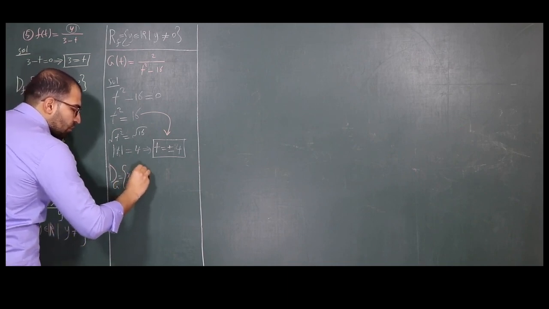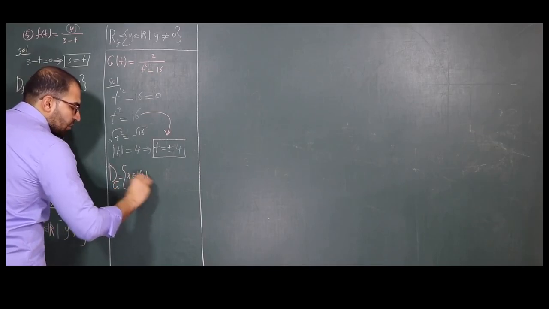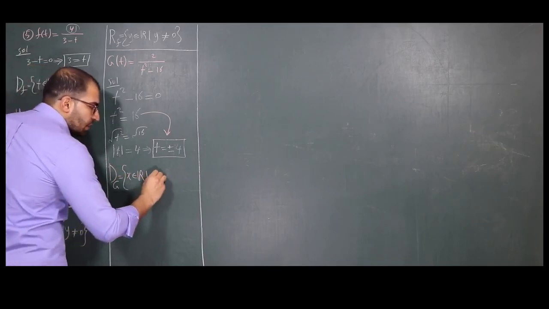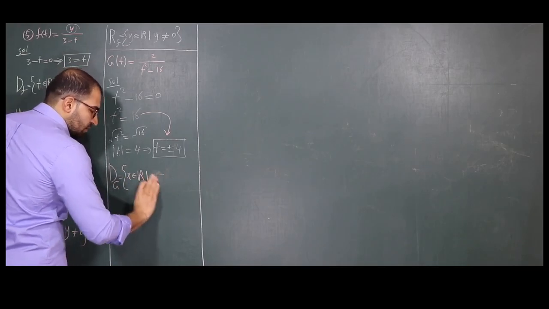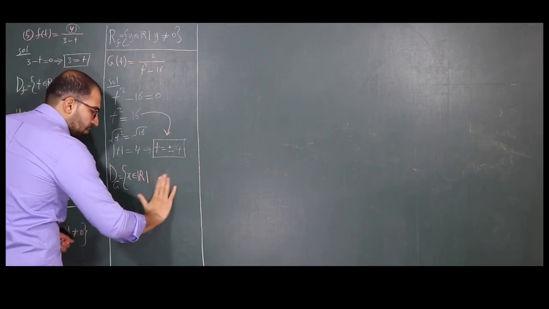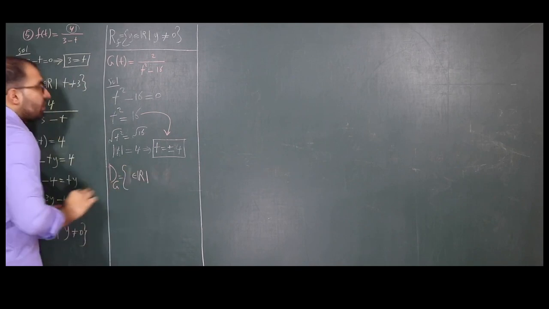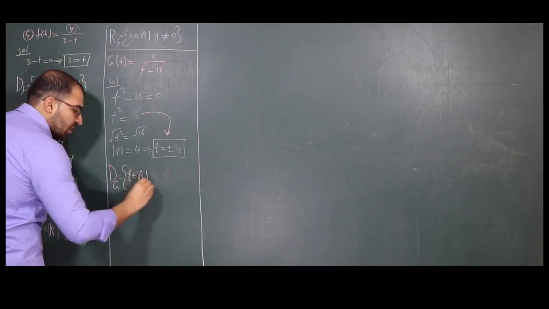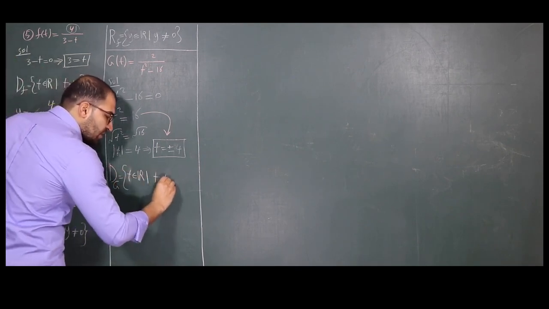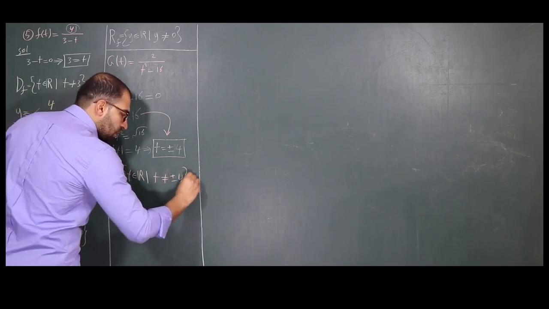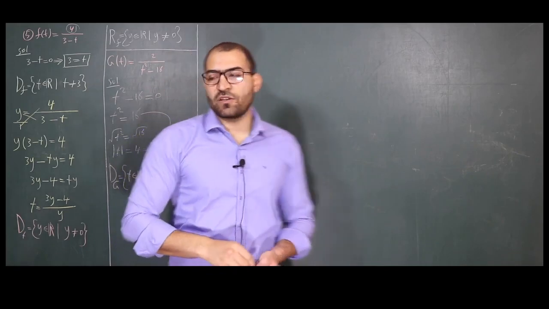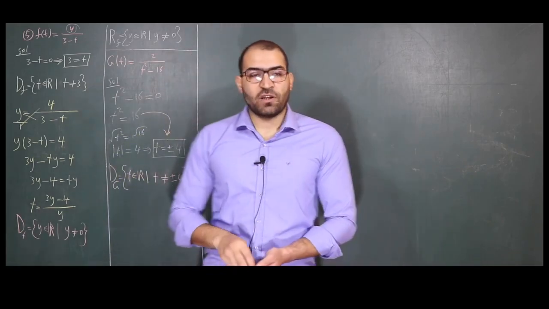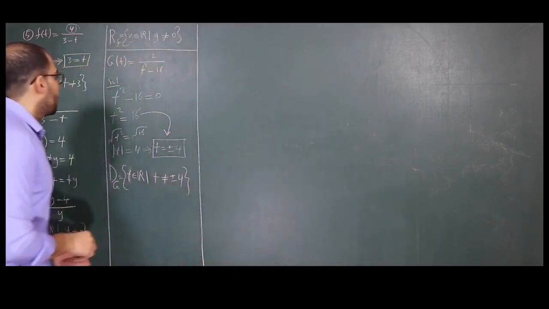X belongs to the real numbers except... I'm not speaking in terms of X. We have T here, so I'm going to change it to T, such that T doesn't equal plus or minus 4. I just want to exclude two numbers, plus 4 and minus 4, because these numbers can make a problem when I substitute them into the function.